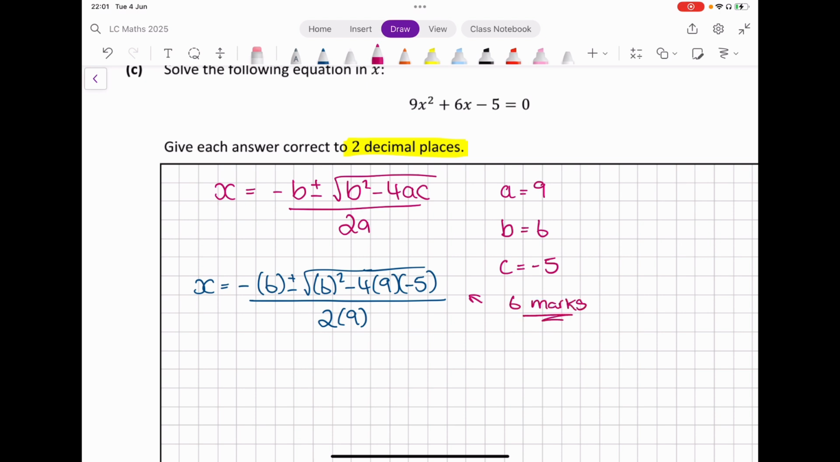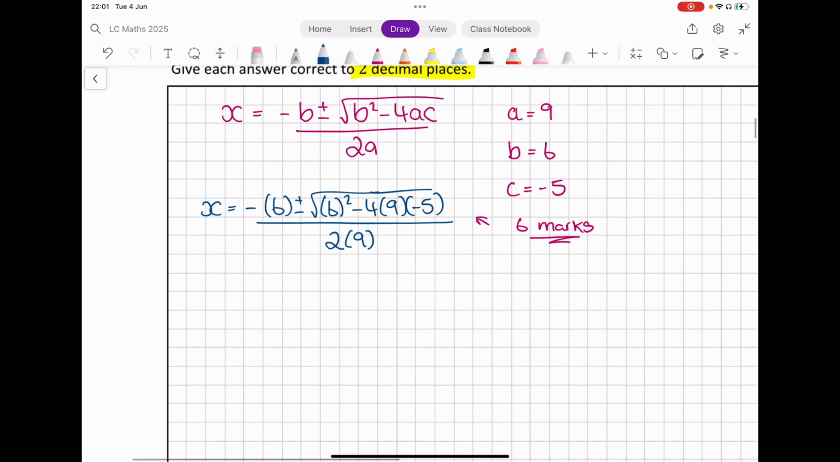So the importance of writing down those formulas and subbing in, showing that work to show your examiner you know what you're doing. Okay? So now we can simplify it a little bit. So we get minus 6 plus or minus the square root of, inside there, we're going to have 36 minus, minus 4 by 9 is going to give me minus 36. And then minus 36 by 5 is going to give me plus 180. That's all going to be over 18.